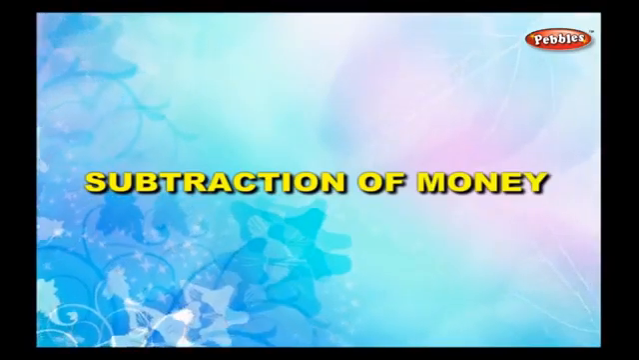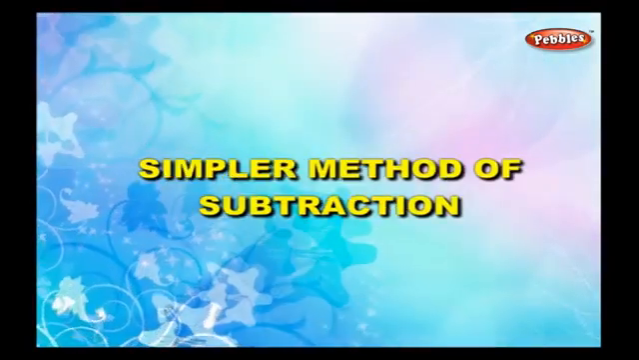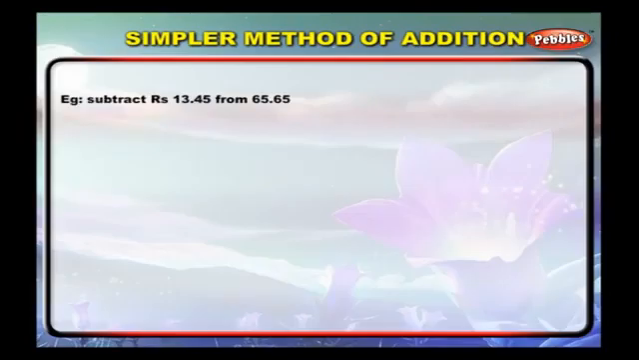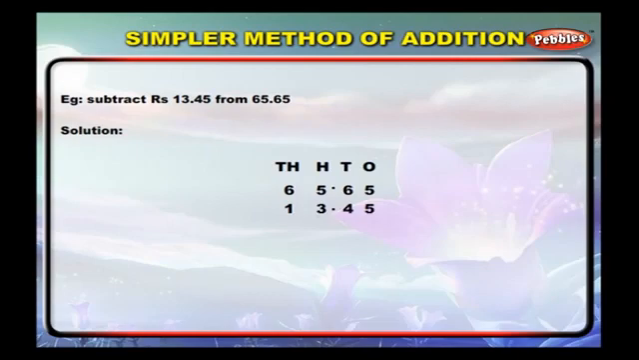Subtraction of money. Simpler method of subtraction. Example: subtract 13 rupees 45 paise from 65 rupees 65 paise. Solution: Step 1. Arrange the amounts in columns. Step 2. Subtract the numbers as we regularly do in subtraction.